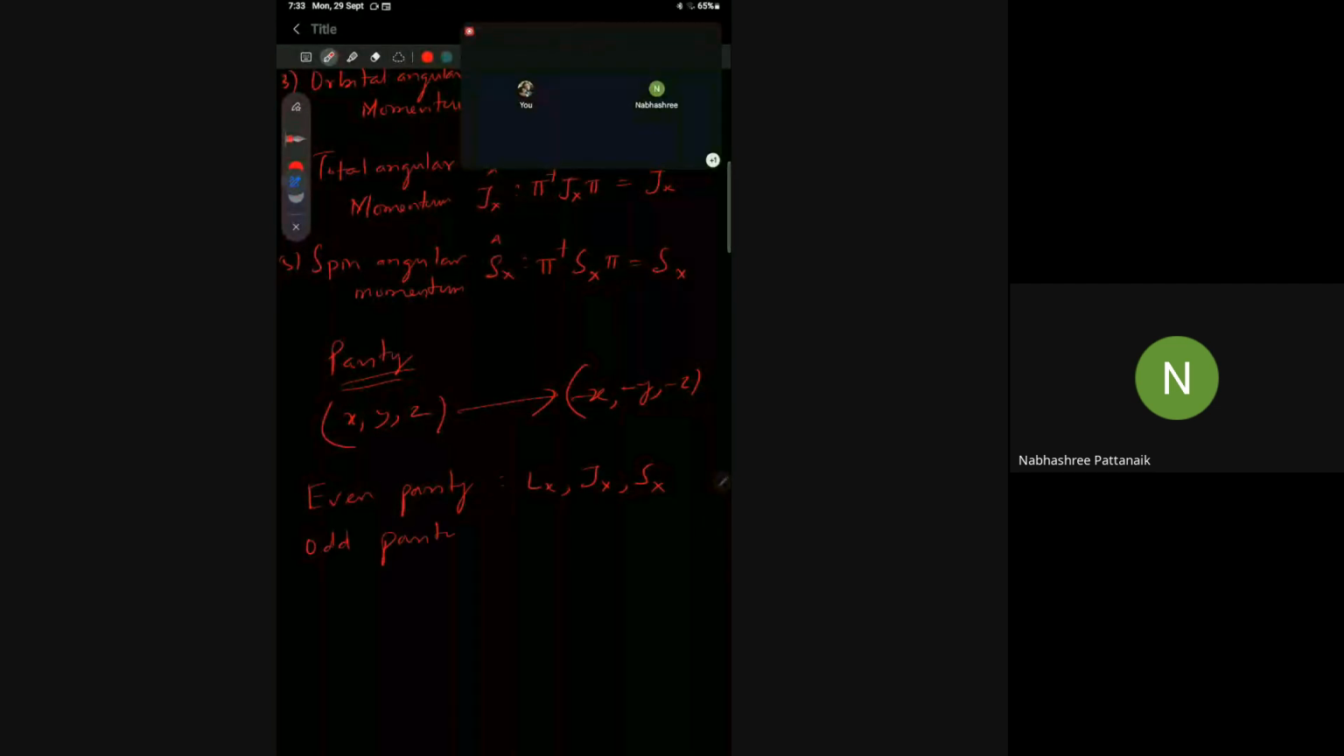Even parity are Lx, Jx and Sx, but odd parity will be x and p, px, right?